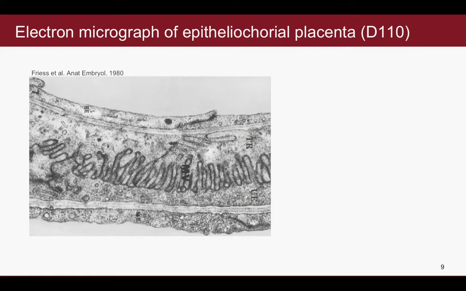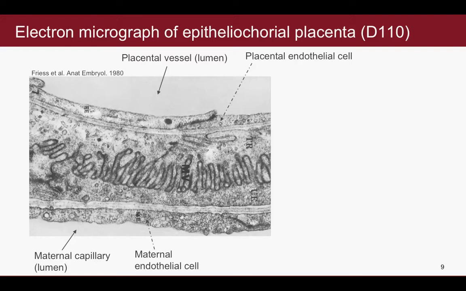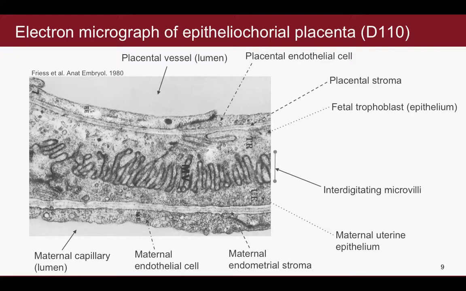This is an electron micrograph that shows at high magnification the 6 layers separating the maternal and fetal blood. The gray areas at the top and bottom of the micrograph are the lumens of the placental and maternal capillaries at the top and bottom respectively. Working toward the center are the endothelial layers and a very thin stromal layer, which is represented as the light gray lines. In the center of the tissue is the interdigitating microvilli of 1 maternal and 1 fetal epithelial cell.